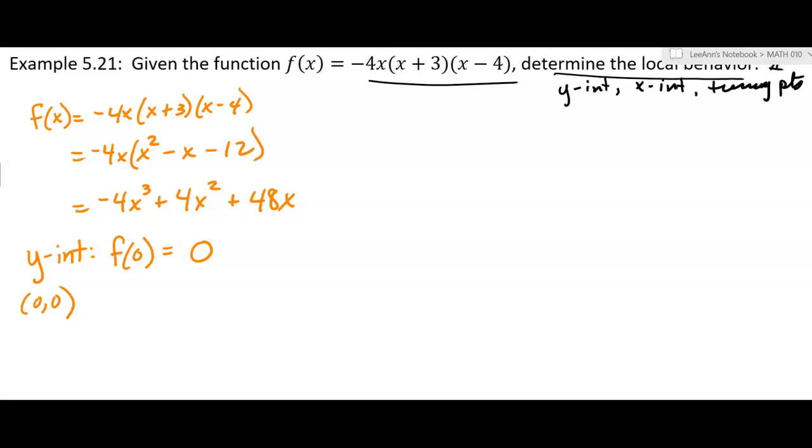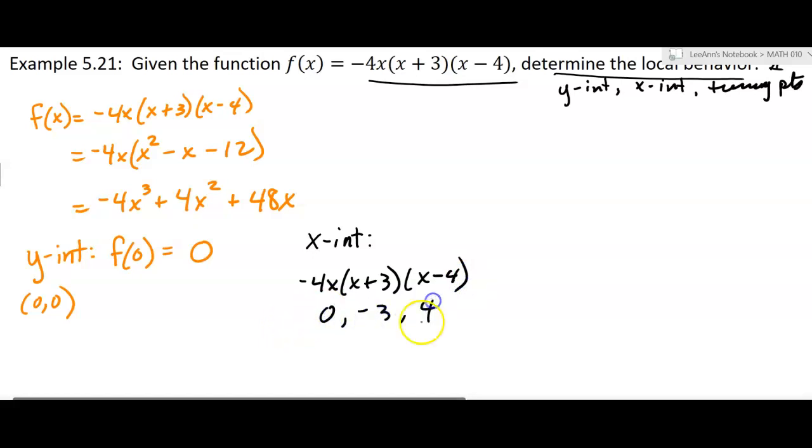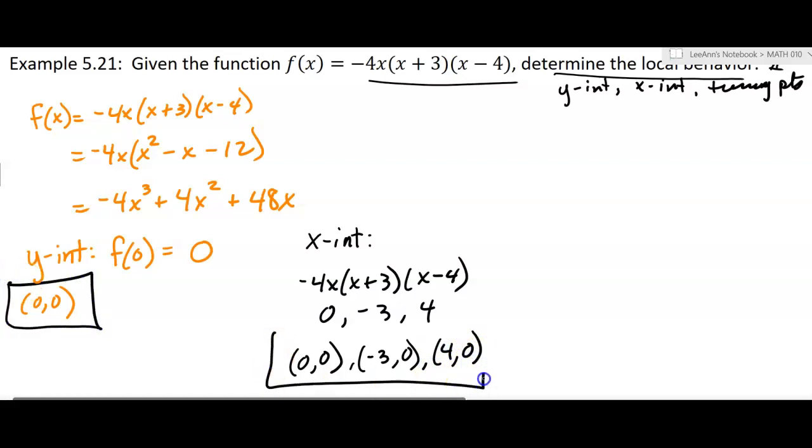All right, now let's look at x-intercepts. So for x-intercepts, I want to go back to the factored form, negative 4x, x plus 3, x minus 4, and find those x-intercepts. I'm going to have one at 0, one at negative 3, and one at 4. So as ordered pairs, you're going to have 0, 0. That's an x-intercept as well as a y-intercept. You're going to have negative 3, 0, and you're going to have 4, 0. So here's my y-intercept. Here's my x-intercepts.